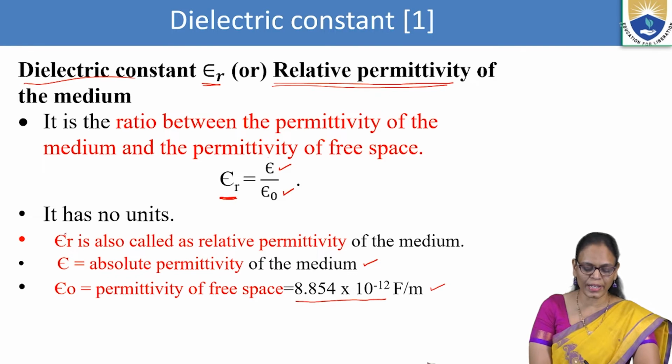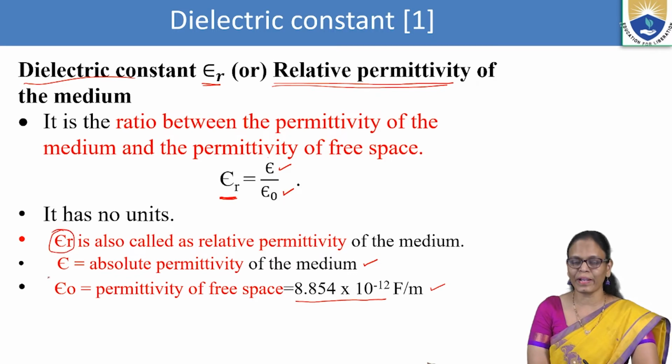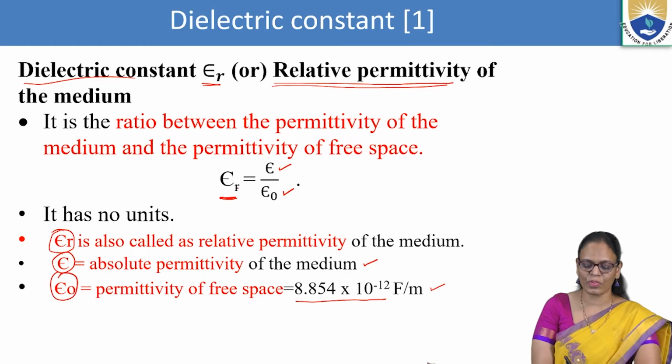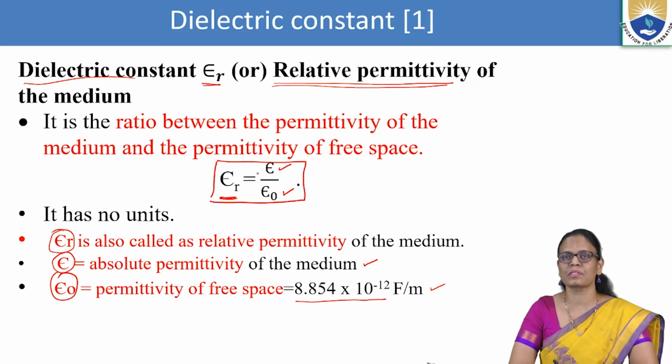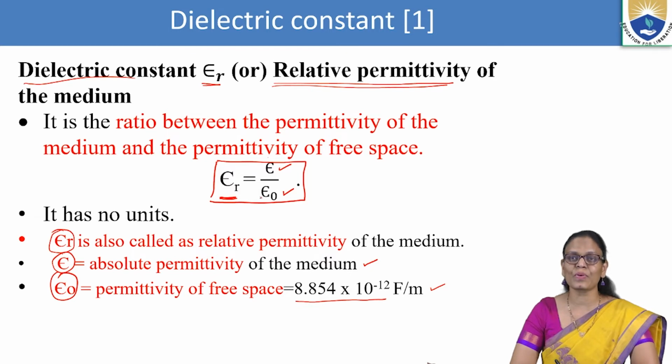So to calculate the dielectric constant, what do we do? We take the ratio of epsilon and epsilon naught. So we have the formula: epsilon r is equal to epsilon upon epsilon naught. The unit for epsilon is farad per meter, and because we are taking the ratio, the dielectric constant has no units because it is the ratio of two similar quantities. So it has no units.